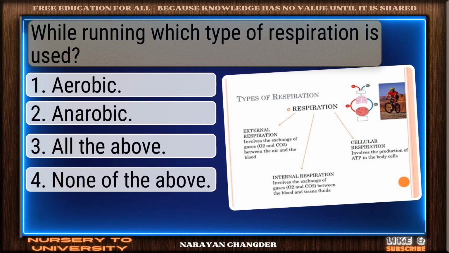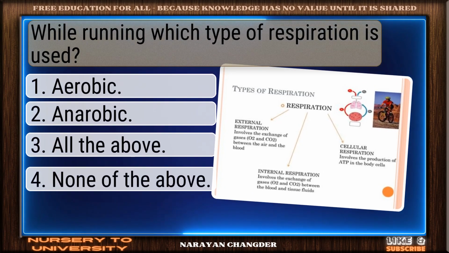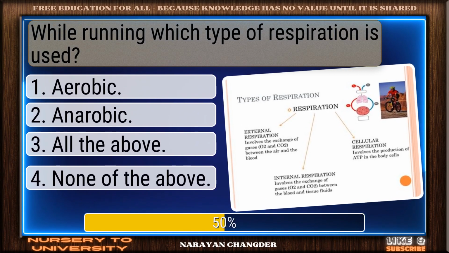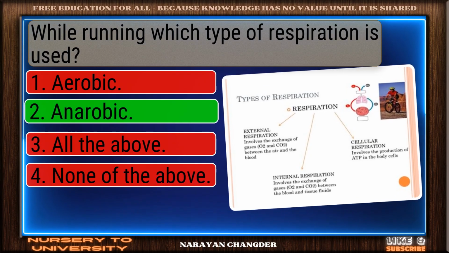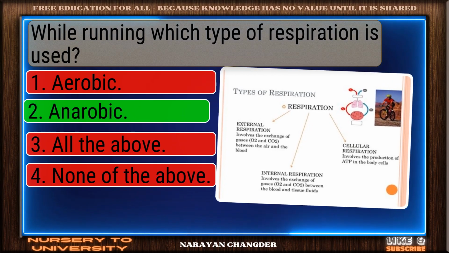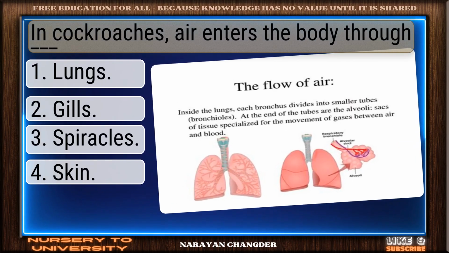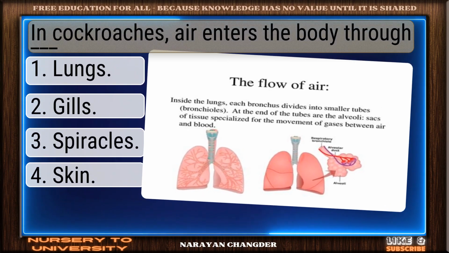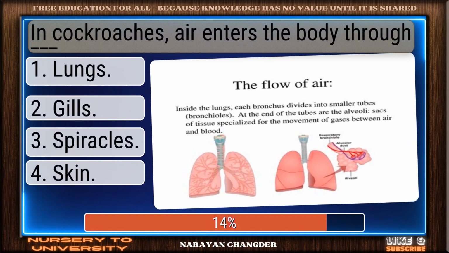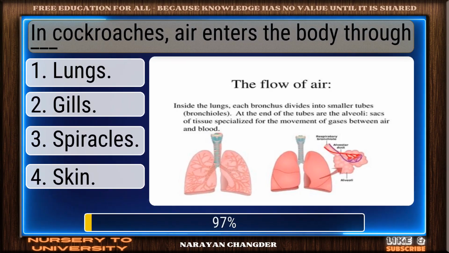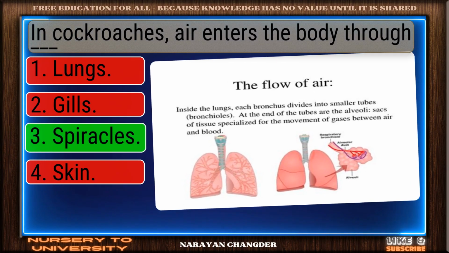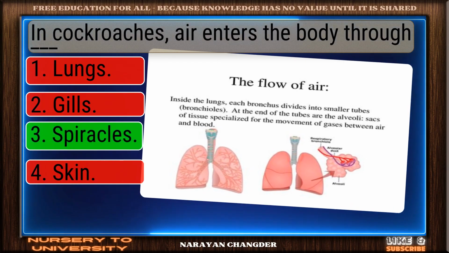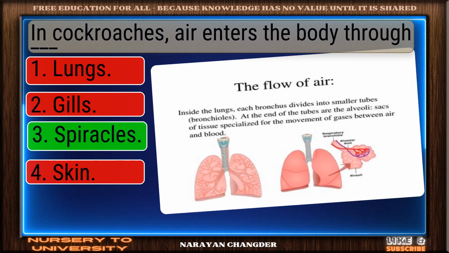Question number 1. While running, which type of respiration is used? Smart move. Anaerobic is an accurate answer. Question number 2. In cockroaches, air enters the body through dash. Clear logic. Your choice spiracles is sound and 100% true.